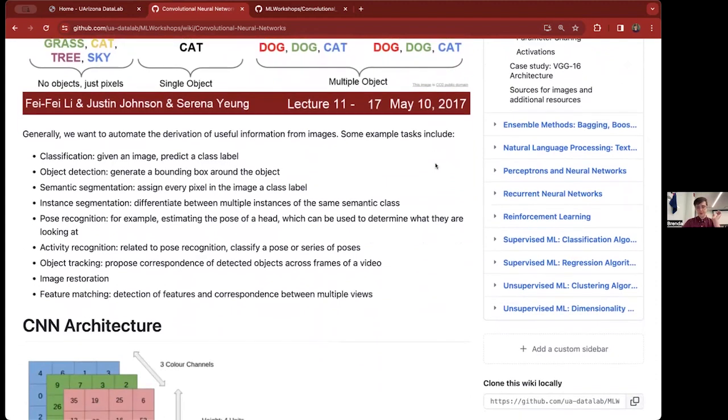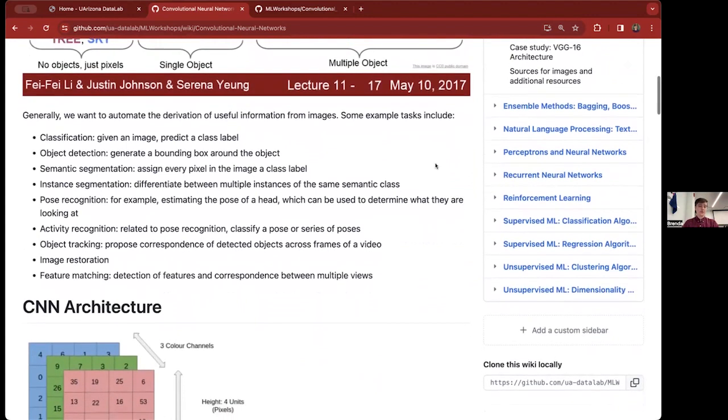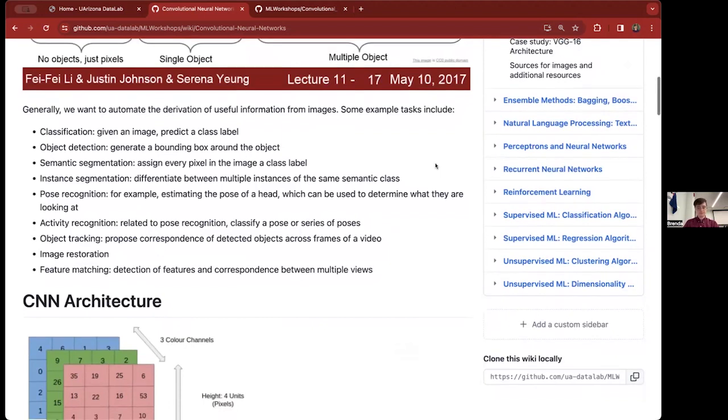There's so many other things you can do. You can do pose recognition. A very classic one would be trying to estimate the pose of somebody's head, which can give you information about what they're looking at in a scene. Pose recognition for your entire body leads into activity recognition. If you have some series of frames in an image, by doing multiple pose recognitions, you can figure out what activity they're doing, like running, walking, jumping jacks, etc.